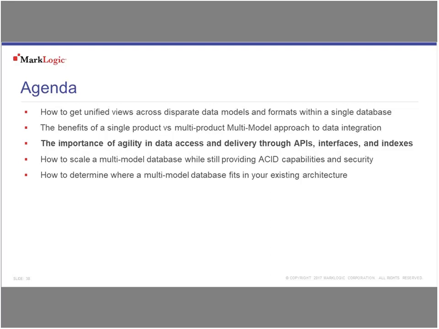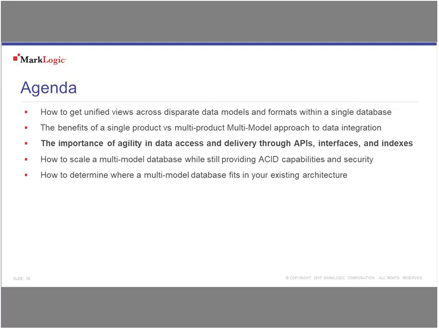And now the importance of agility in data access and delivery through APIs, interfaces, and index, because this is the quintessential problem. What happens is the business goes to IT and they say, we want data. And the IT says, great, we have data. What data do you want? The business says, I don't know. What do you got? And they play this kind of who's on first routine, going back and forth, and they don't get a whole lot done. And the IT puts something together, and the business is never happy with it.